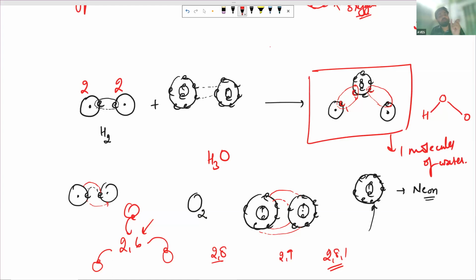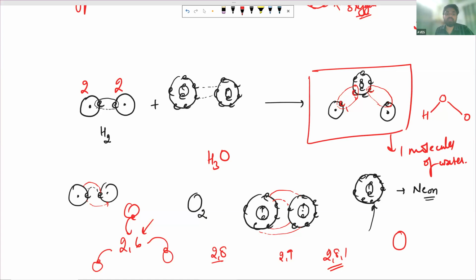You cannot combine 3 oxygen atoms. You cannot combine 3 hydrogen atoms with 1 oxygen atom. You cannot even combine 1 hydrogen atom and 1 oxygen atom. 1 oxygen atom requires 2 electrons. Got it? Got it?